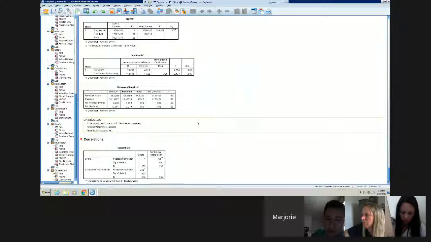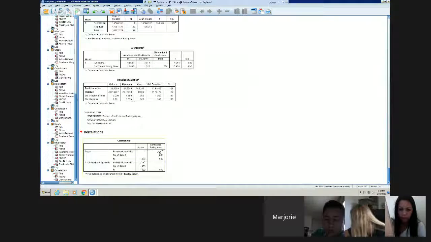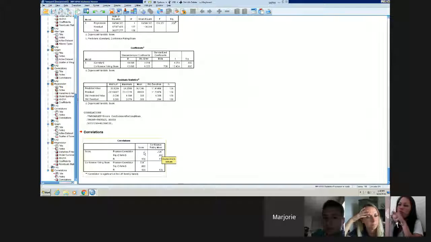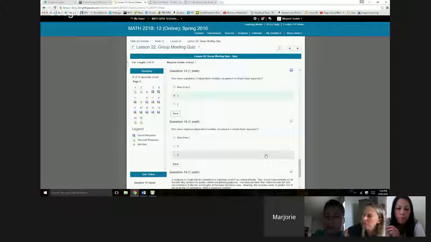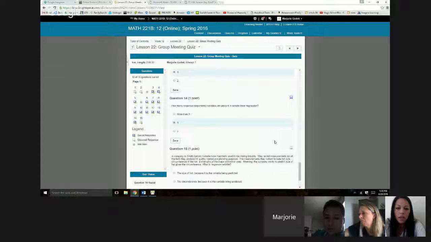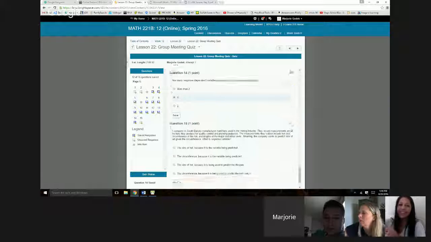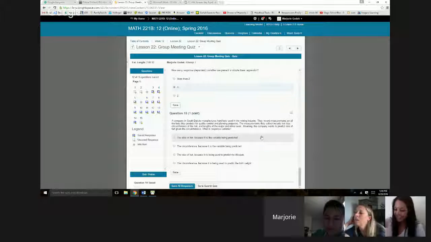I think so too, because this number right here, this 0.728, is our confidence correlation, and anyway, let's just go with 1. Yeah, let's do one. And then how many response-dependent variables are present in simple linear regression? There's one independent and one dependent, right? Yeah. We can try it. We're kind of BSing our way through this, but let's just go for it. We'll see if we're wrong. We'll have to figure it out if we're wrong.